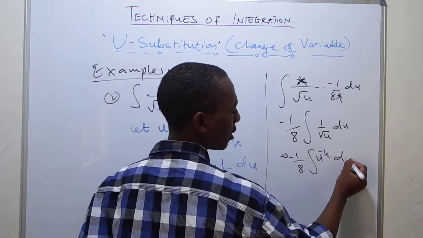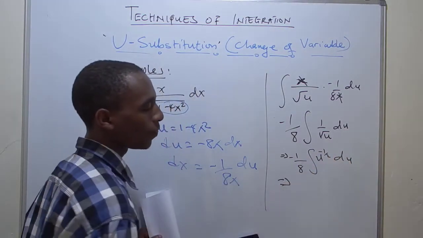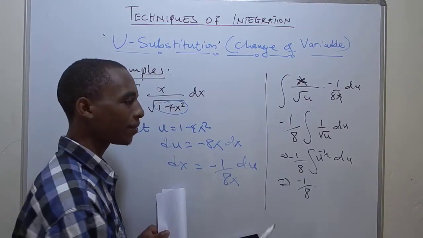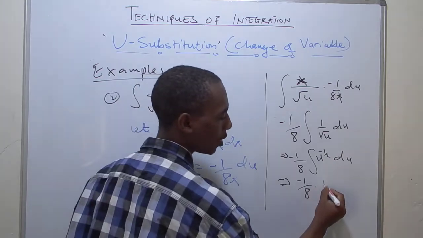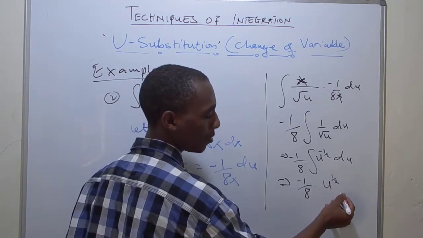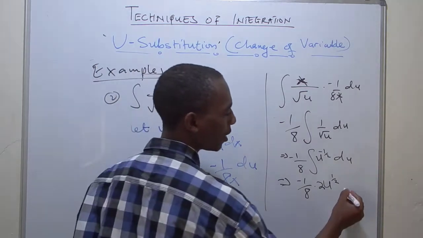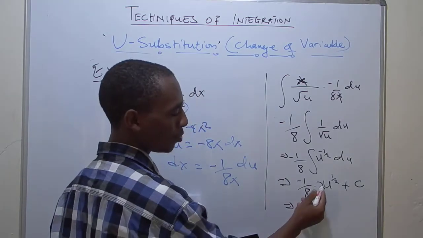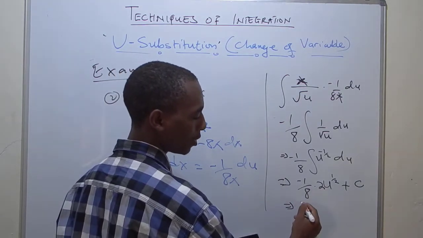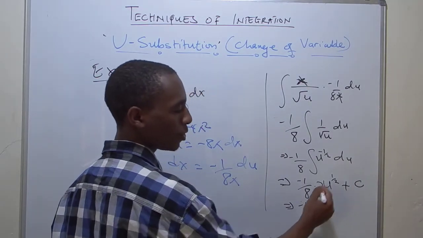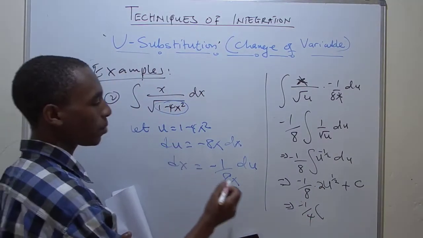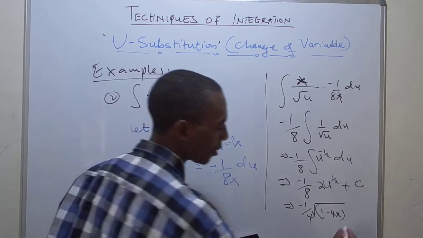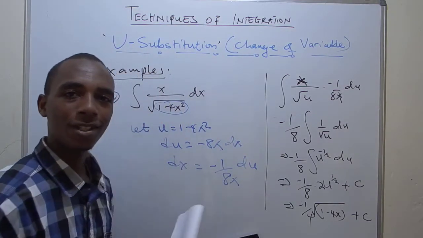If I write this, it is a little bit easier to interpret. So I have negative 1 over 8 times the integral of u to the power negative 1 half. You just add a 1 to the power, that becomes u to the power a half, and then divide by 1 half, which creates a 2 here, plus the constant of integration. And finally, 2 by 8 by 2, that's negative 1 over 4. I'll substitute for u, which is 1 minus 4x squared to the power a half. So we just put back the square root plus a constant of integration.